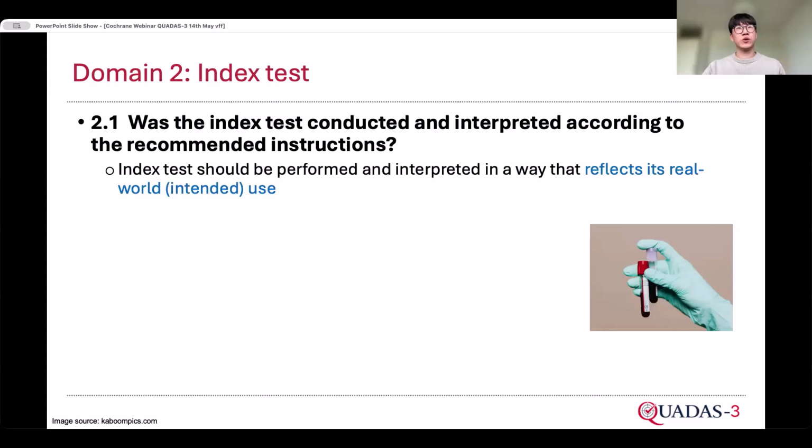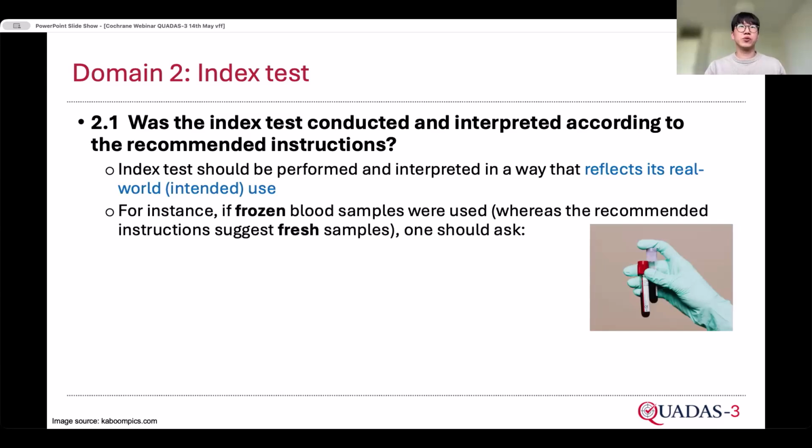Now, of course, to answer this question, you have to know what the recommended instructions are. And if you're dealing with a commercial test, it's likely that recommended instructions are available quite easily. Otherwise, you'll maybe have to specify them in phase 2 when describing your ideal test accuracy trial. For example, maybe the recommended instructions say that you need fresh blood samples for your test to work, but alas, the study only uses frozen blood samples. So this can be a reason to answer this question as no.